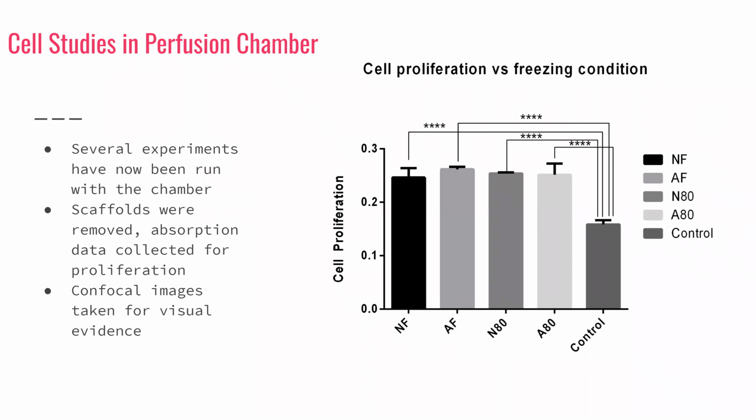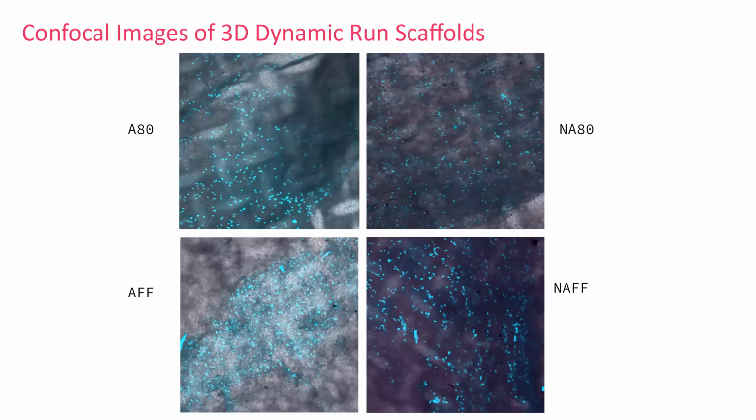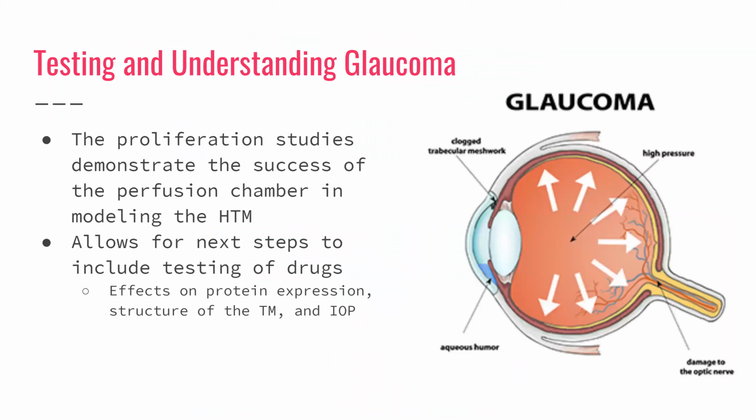So then the successfully grown cells were taken to confocal imaging, where you can see in these 4 pictures each of the 4 different types of scaffolds, and the small blue dots are the surviving cells which successfully grew. So what this tells us is that the proliferation studies demonstrate the success of the perfusion chamber in modeling the human trabecular meshwork, which is a massive improvement because this will allow for the next steps of drug testing for the disease of glaucoma.